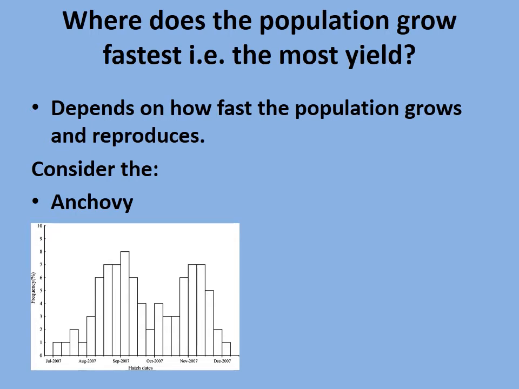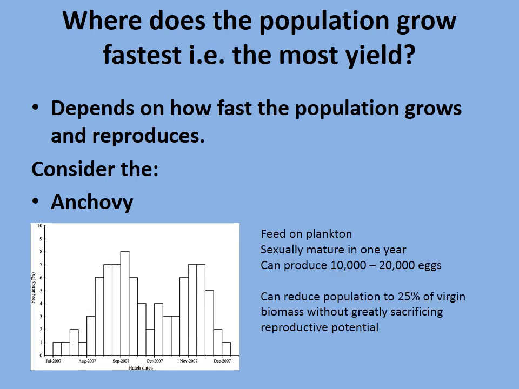So you can see that the anchovies have 2 major spawning events, and they spawn almost throughout the whole year, from July to December. Well, it's not throughout the whole year, but 6 months of the year they spawn. And they spawn in great numbers. They feed on plankton, so they feed low on the food chain. They grow to sexual maturity in 1 year, and each female can produce 10,000 to 20,000 eggs.